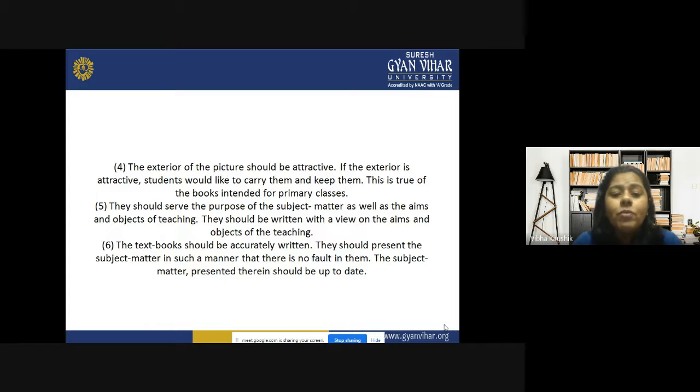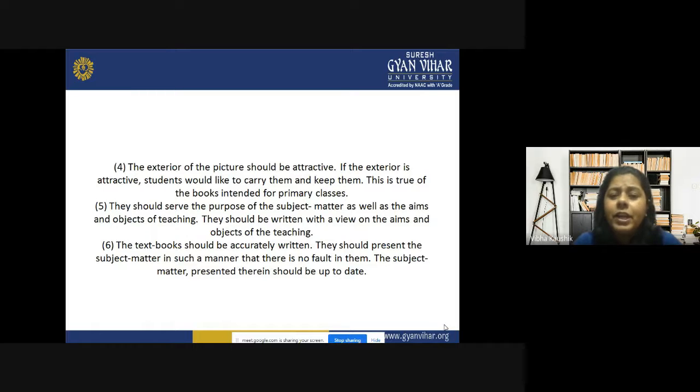This is true of the books intended for primary classes. When we are framing or writing books for the primary classes, we should keep in mind that they should be attractive and interesting, so the students love to carry them and keep those books. They should serve the purpose of the subject matter, means the content of the subject should be there, as well as the aims and objectives of teaching. They should be written with a view to the aims and objectives of the teaching.